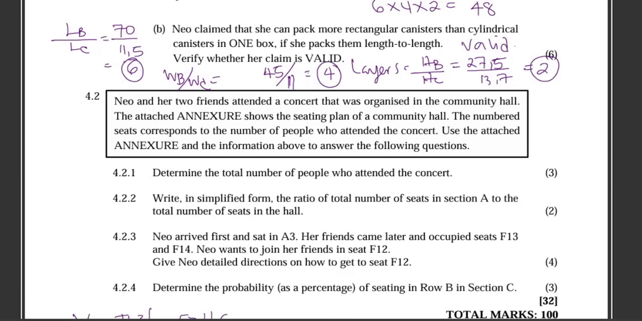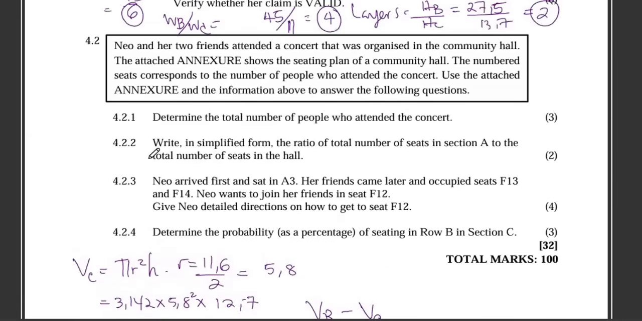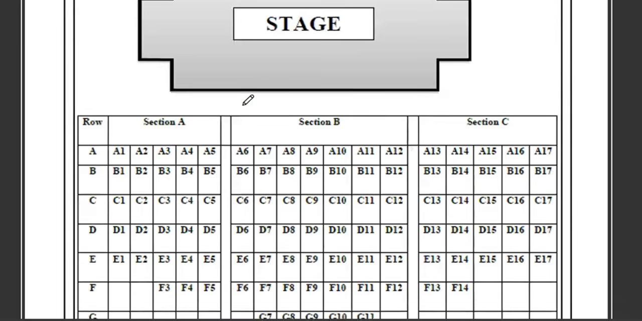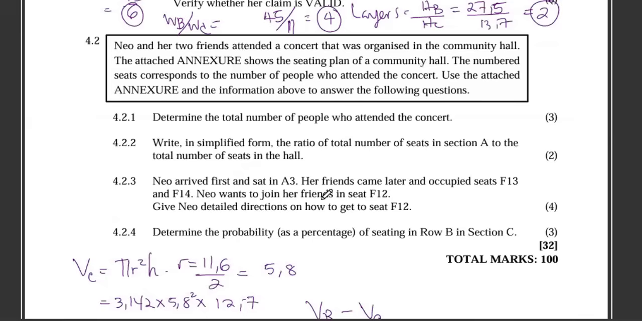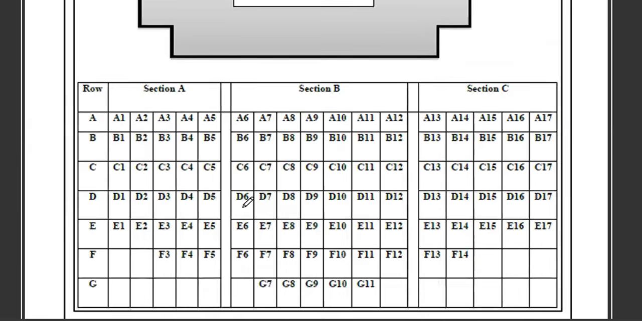All right, let's look at 4.2, which marks the end of this question paper. It says, look at annexure E. Determine the total number of people who attended the concert. So remember, they said wherever they see a number, there's a person.